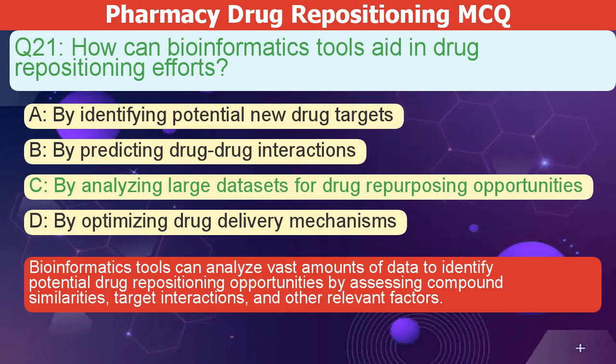The correct answer is C. Bioinformatics tools can analyze vast amounts of data to identify potential drug repositioning opportunities by assessing compound similarities, target interactions, and other relevant factors.